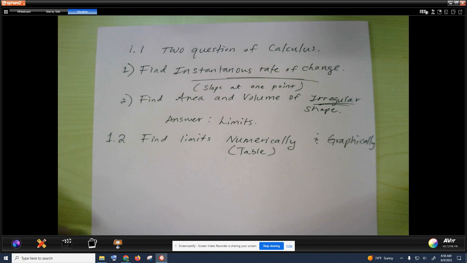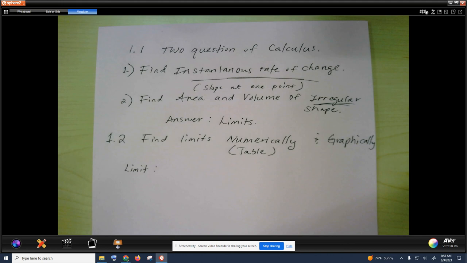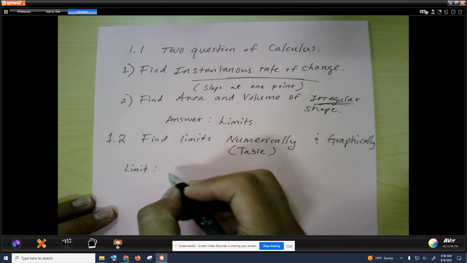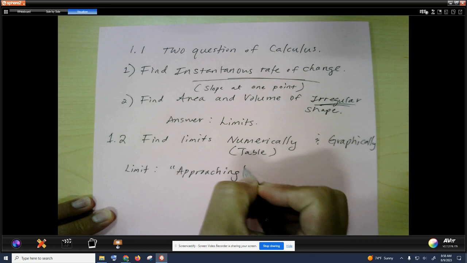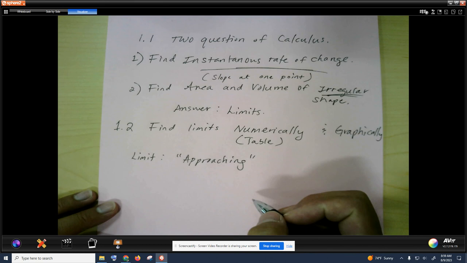But let's define what a limit is. Okay, so the limit is this concept about approaching. It says we can approach something but never get to it. So we're always approaching something here.